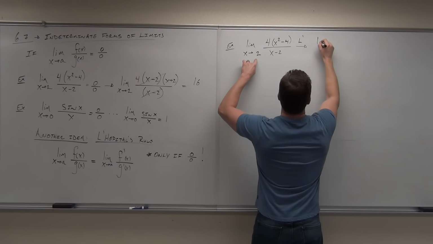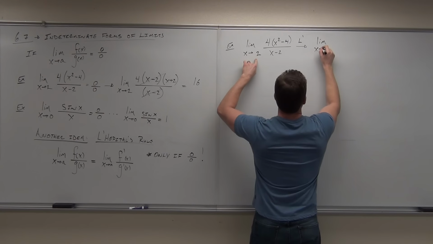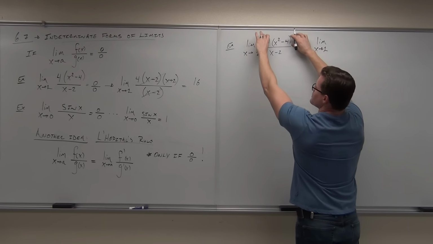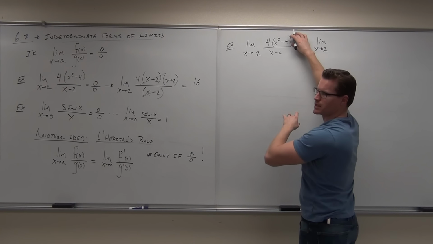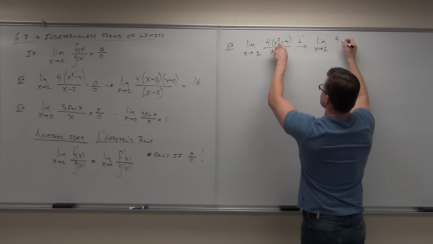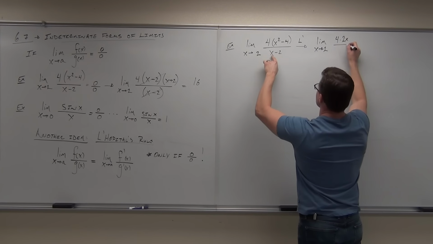So here's what it says. You keep everything the same for your limit. Just take the derivative of this. Don't use silly things like product rule because you don't need it. 4 stays there times, what's the derivative of the inside? What's the derivative of this?